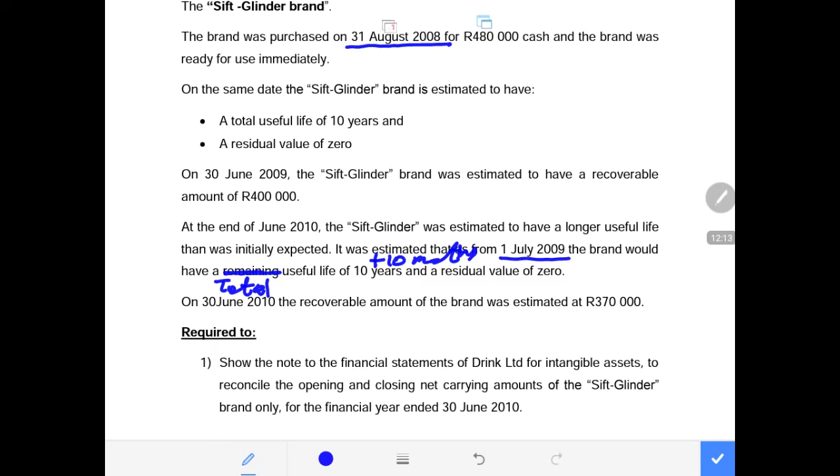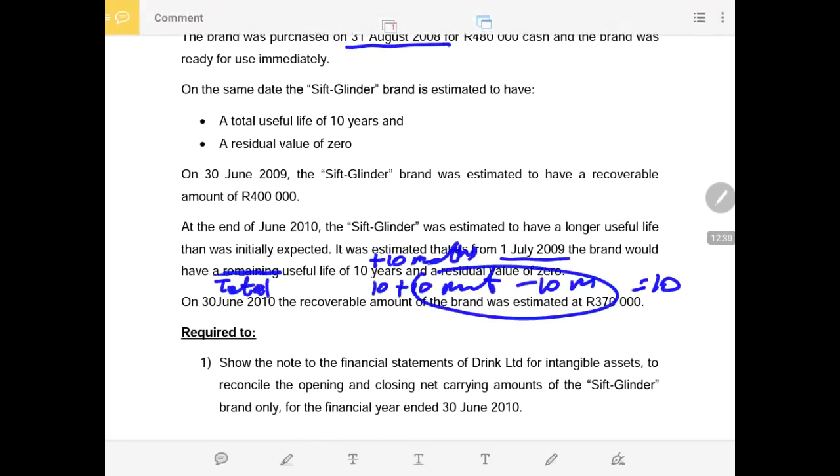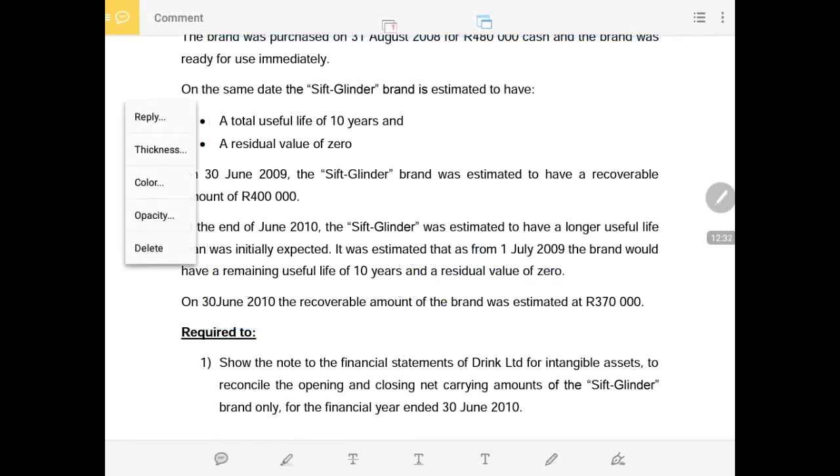We say no, it's not number of years. 10 months are already gone. Then we say now out of this 10 years plus 10 months, we say minus 10 months because 10 months is already gone. Then how much is remaining? The remaining one is 10. So now it is very important to master when they say it's remaining and when they say total useful life.